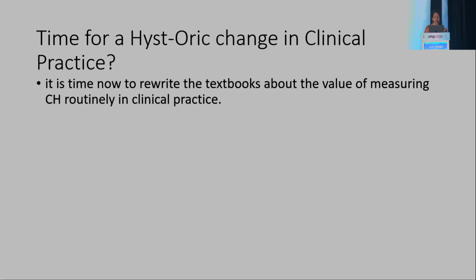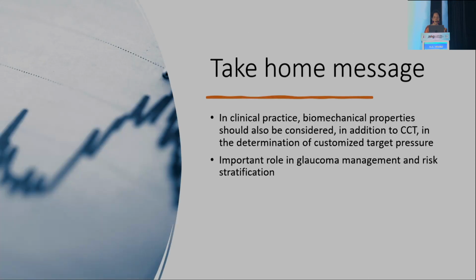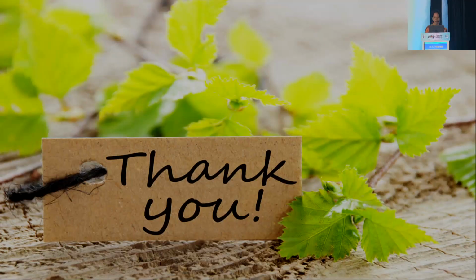So now, should there be a historic change in clinical practice? Corneal hysteresis is the only parameter that measures the biomechanical property of the eye, and there is evidence to show that it's a strong risk factor. And there are instruments to measure corneal hysteresis. Still, it's not widely used in clinical practice. So this is a question I would like to ask the panel: we need to consider CH equal, or at least equal, to CCT because they have a role in glaucoma management and risk stratification. Thank you.